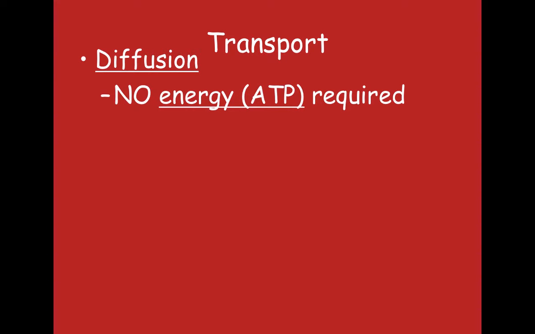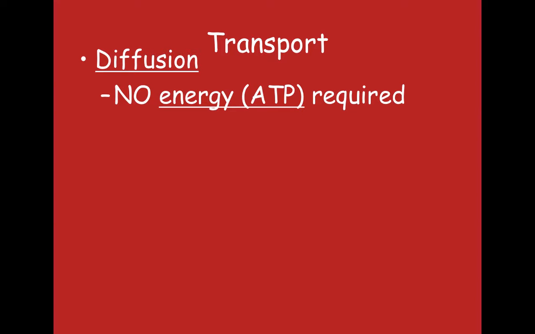So with diffusion, because it is passive, remember there's no energy, and cellular energy is in the form of ATP. So no ATP is required in order for this to happen. What happens is things will move from an area of high concentration to an area of low concentration, kind of like rolling a ball down a hill. It doesn't take any energy to do that.